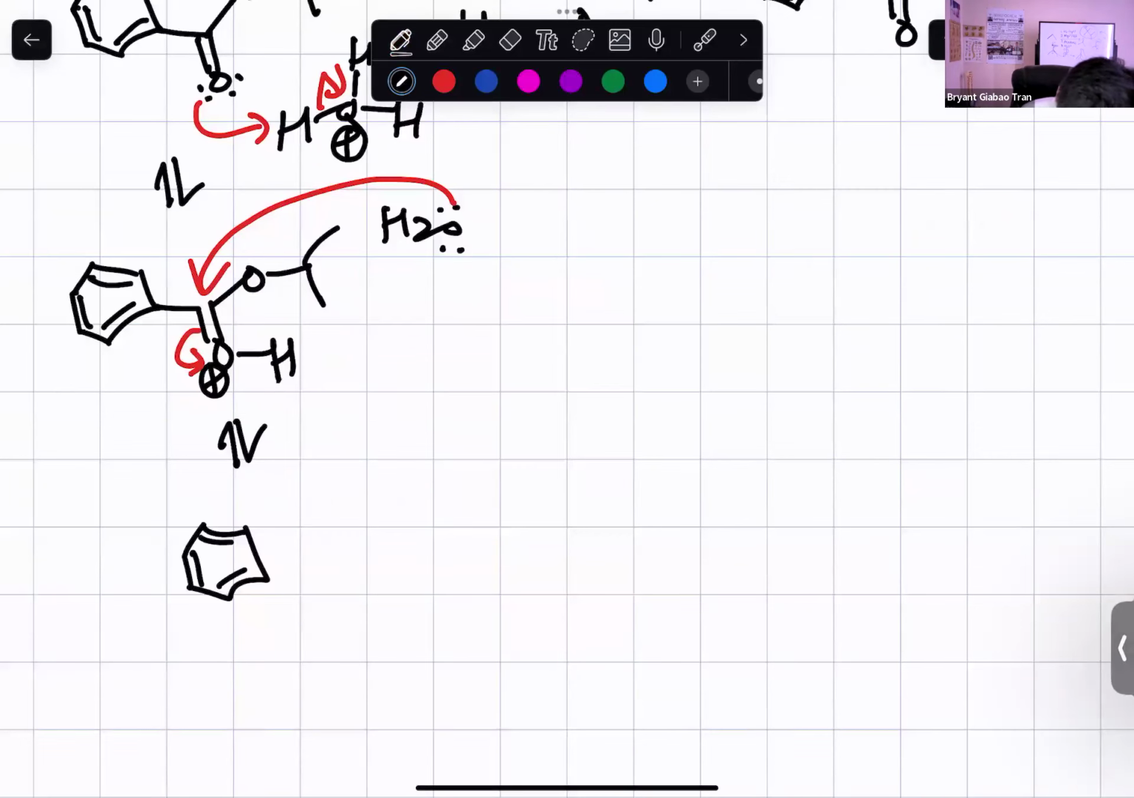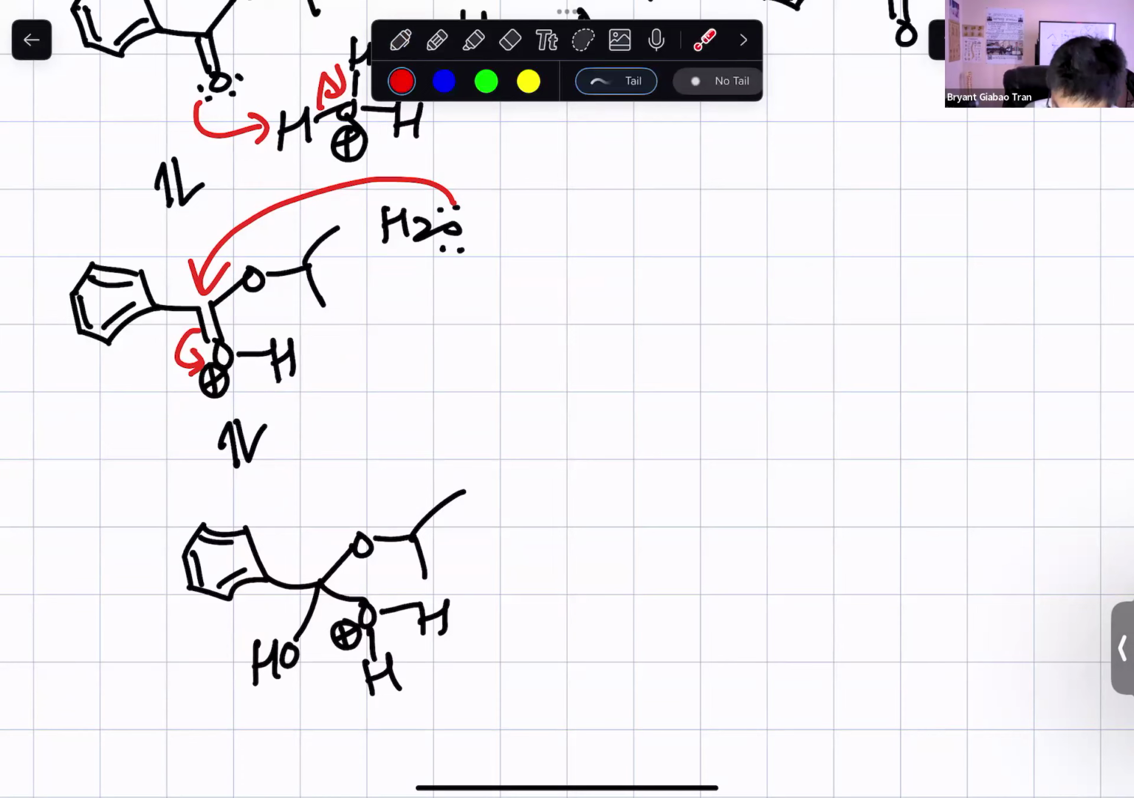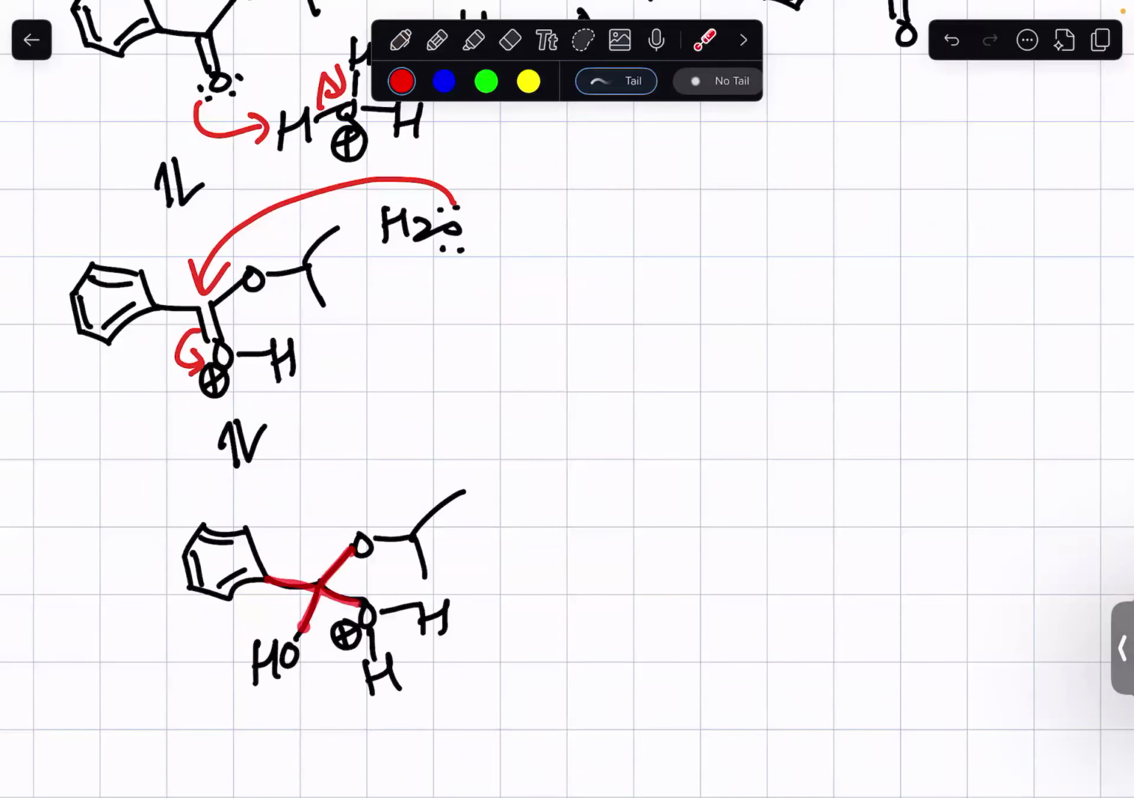Right. And what kind of intermediate does that form? There's a specific name for this intermediate. Starts with a T. Tetrahedral intermediate. Yes, because we have a tetrahedral carbon right there.